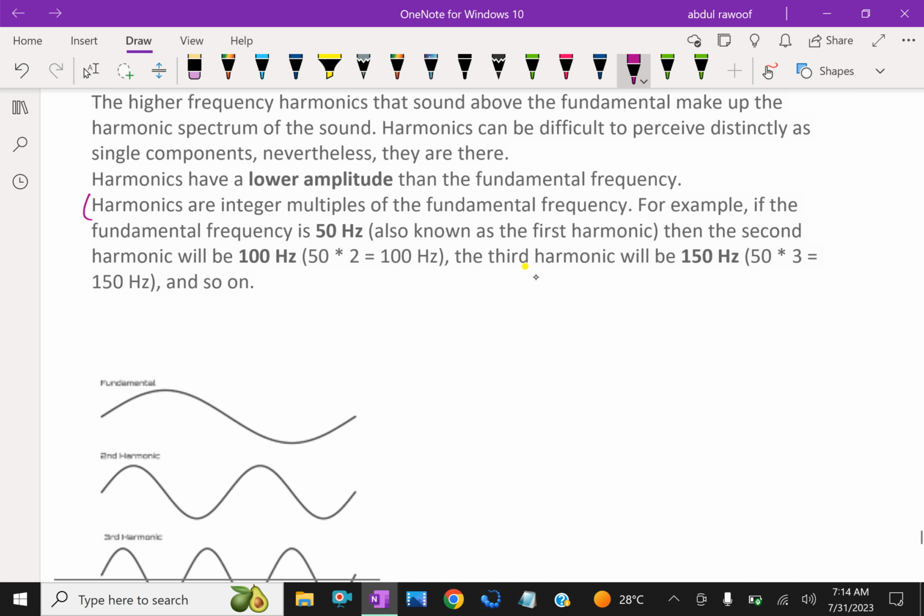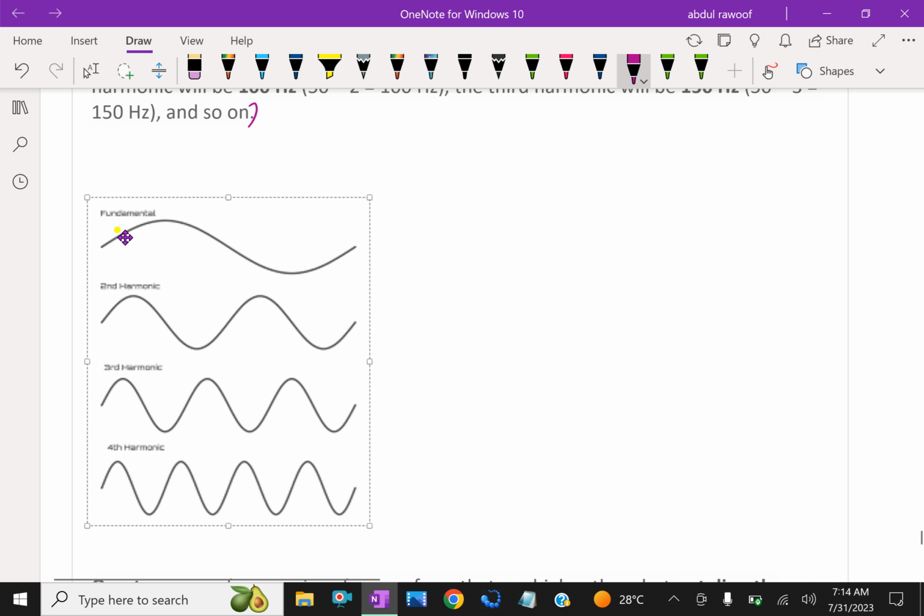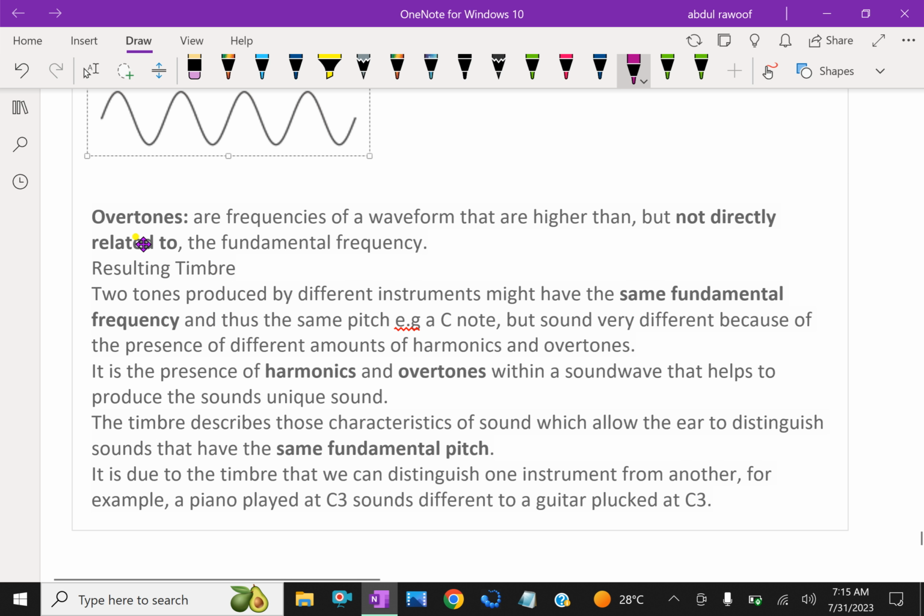Harmonics are the integer multiples of the fundamental frequency, like 2 multiplied, 3 multiplied. For example, if the fundamental frequency is, suppose, 50 Hz, also known as the first harmonic, then the second harmonic will be 100 Hz. That is 2 into 50 is 100 Hz. The third harmonic is 150, that means 50 into 3, and so on. Here, look at that. This is the fundamental, this is the second harmonic. Look here, this is the first and this is the second. The third harmonic is here: 1, 2, and 3. It's continuous.